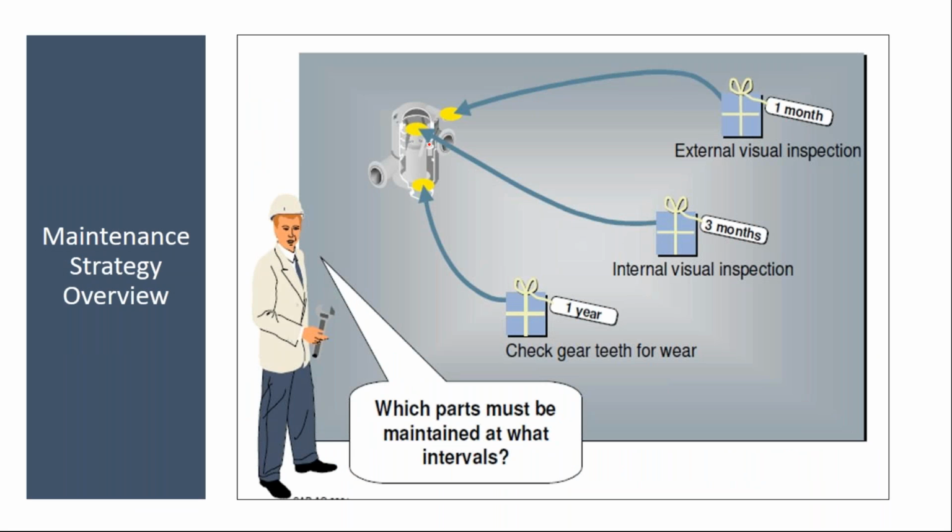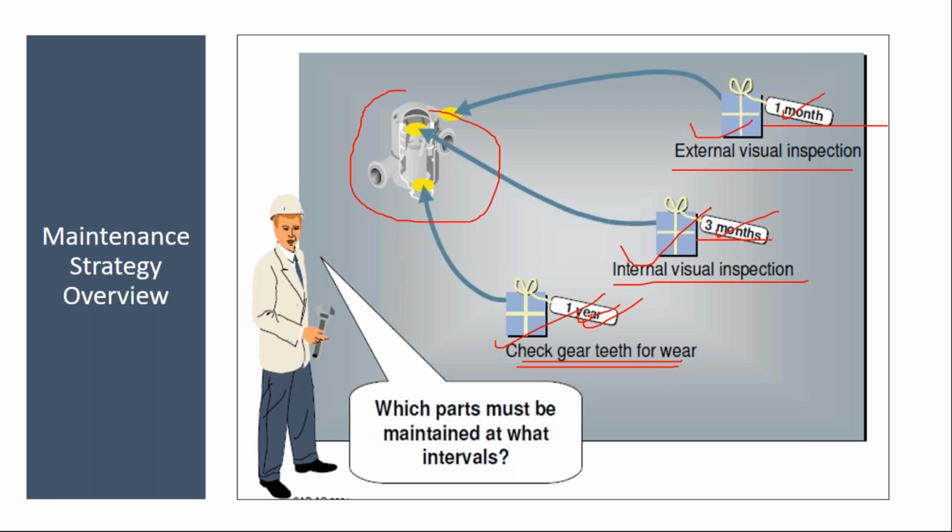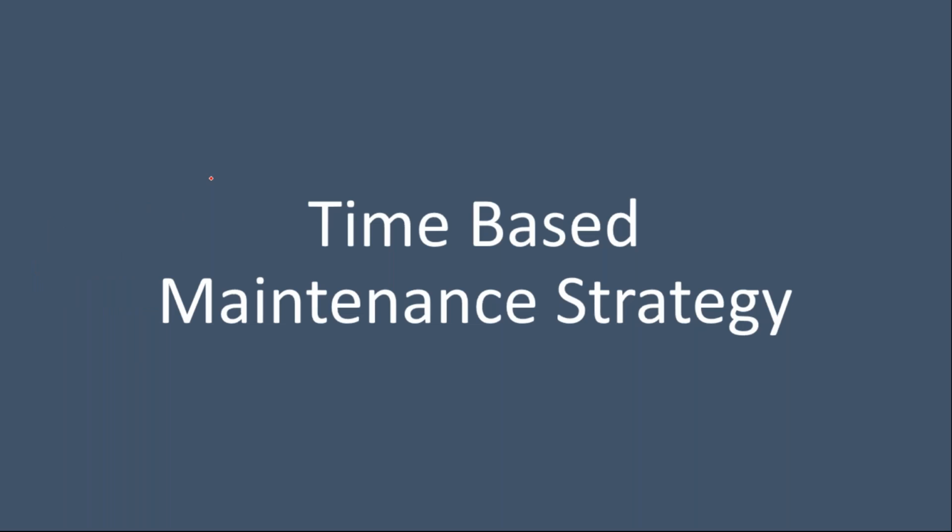So why we need to create the strategy is, for the same equipment, for different cycles, they will do different activities. Suppose, let's say, after every month they have to do external visual inspection. After every 3 months they have to do internal visual inspection, and after every 1 year they have to check for the gear teeth for wear in the pump. So different cycles, different activity. If that is the case, then we have to create maintenance strategy. Okay, so first we will start with the time-based maintenance strategy.